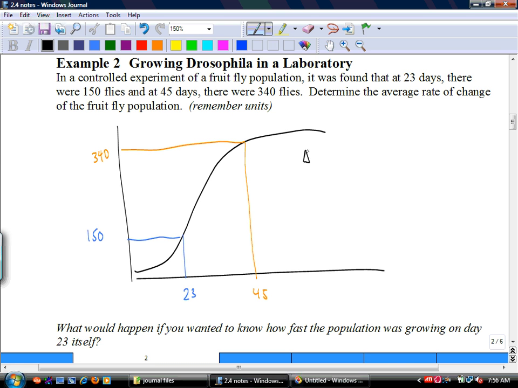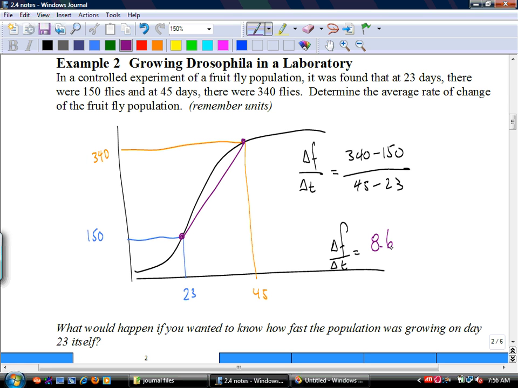Delta F for flies over delta T. Well, we went from 150 up to 340. What do you got? 8.6 flies per day.